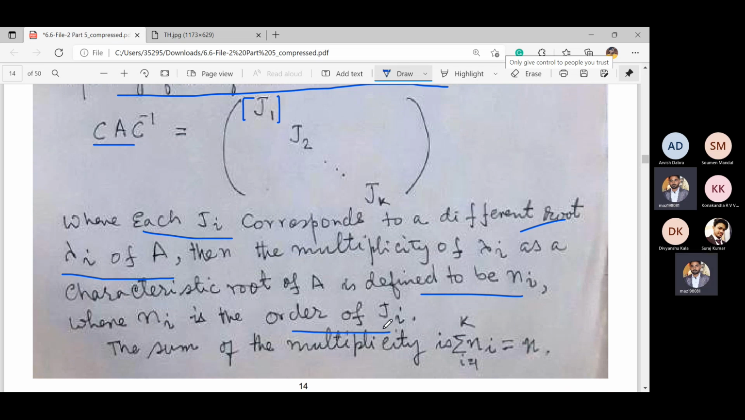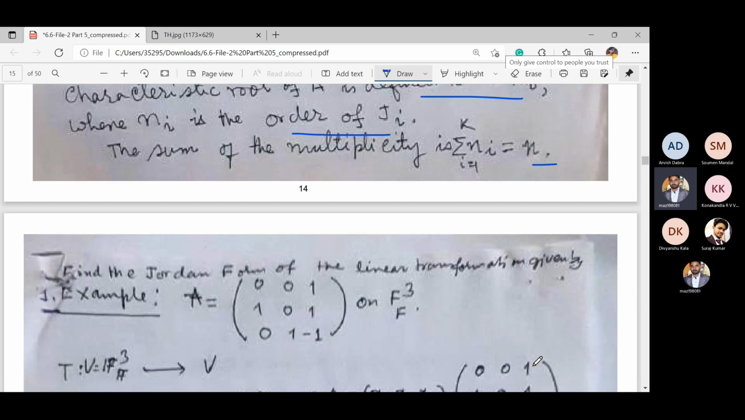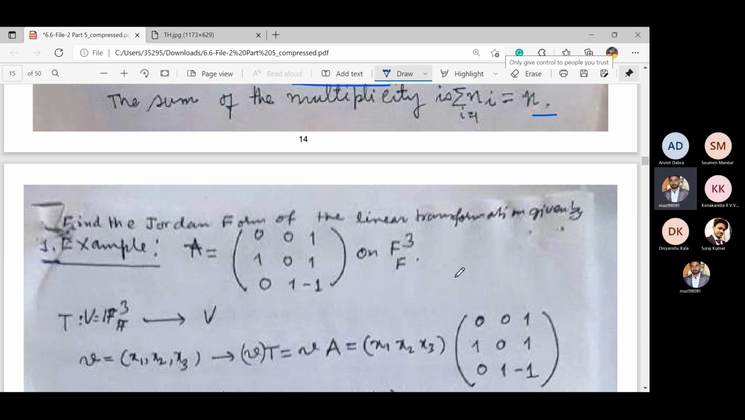where Ni is the order of Ji. So the sum of multiplicities must be n, because an n cross n matrix has at most n eigenvalues, or if we are talking about splitting field, then it has exactly n eigenvalues. So the multiplicities of all eigenvalues must sum to n. So these are some examples.